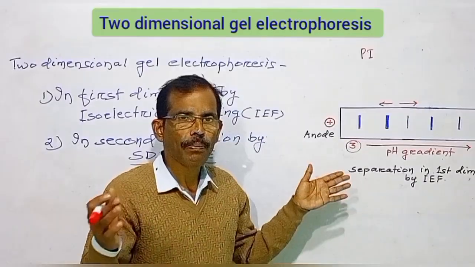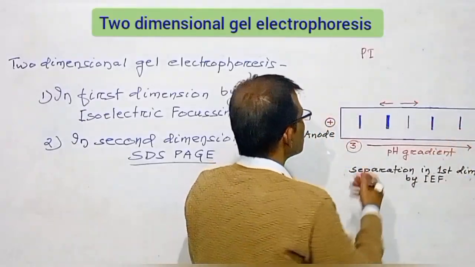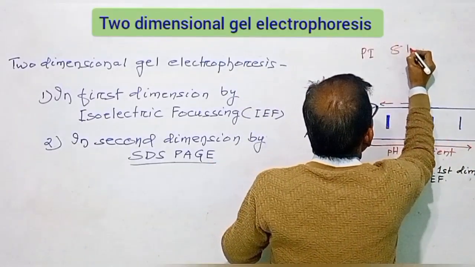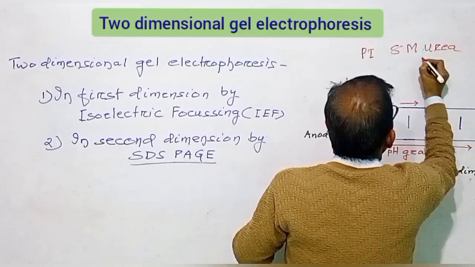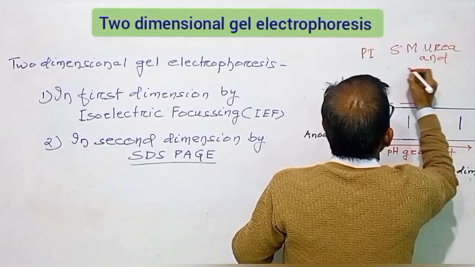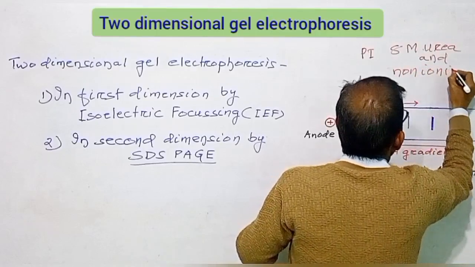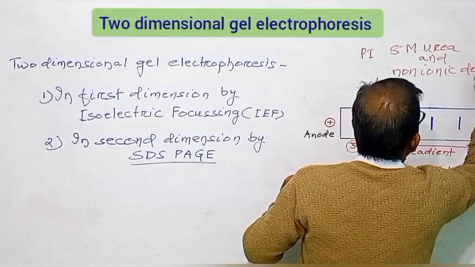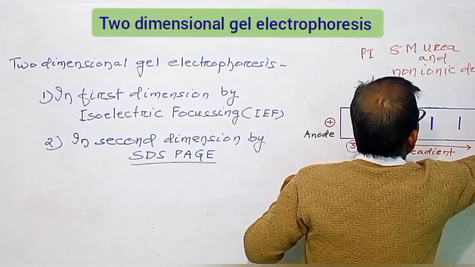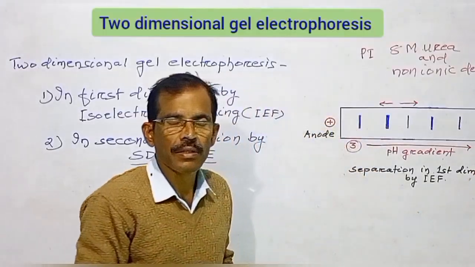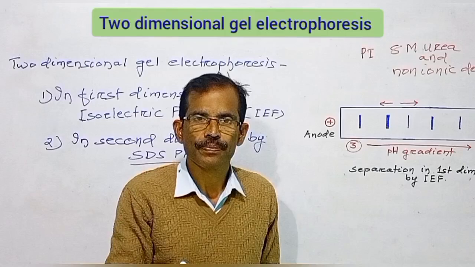In addition to ampholytes, the IEF gel also contains 8M urea and non-ionic detergents, both of which will denature and maintain the solubility of the sample being analyzed.